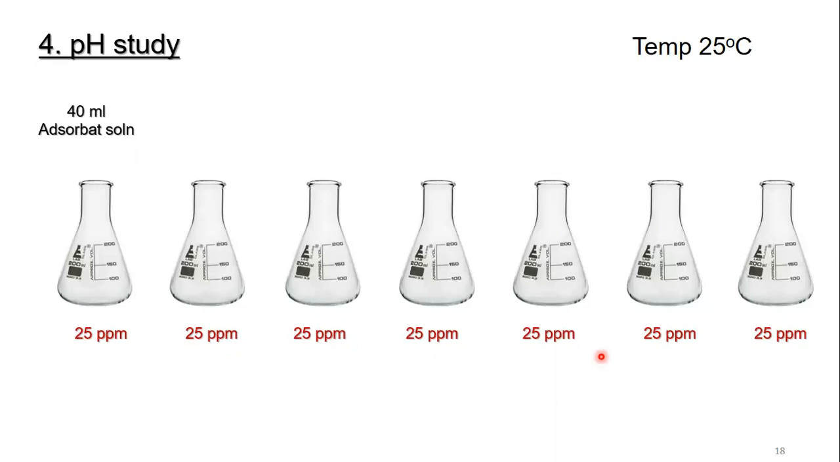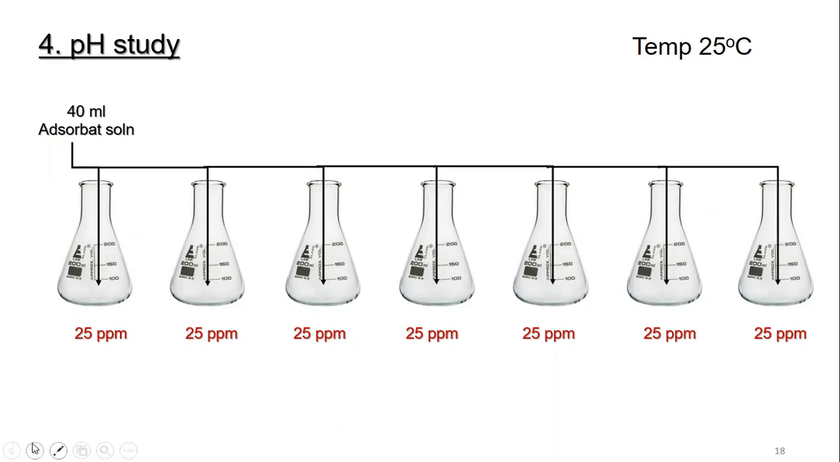And for that, once again, I had taken 100 ml conical flasks, and first of all, what should we do? These are almost 7 flasks. So what we do, we put 40 ml of adsorbate solution. And that adsorbate is your chemical that you are going to remove by using adsorption. Now, the second one, you have to adjust the pH.